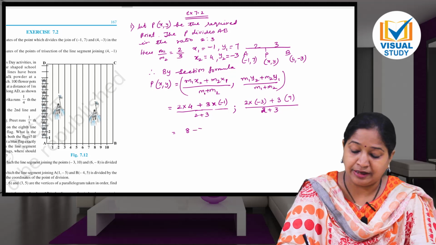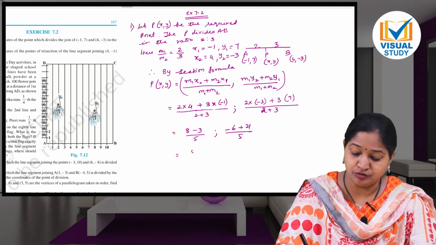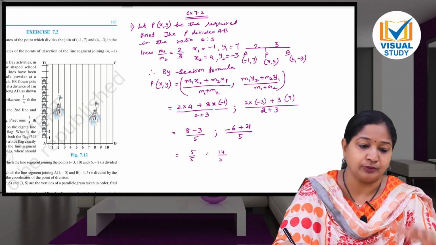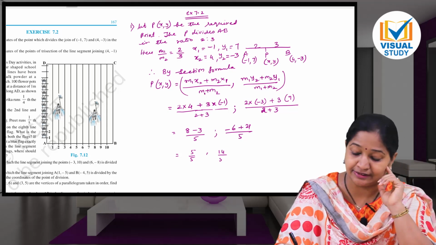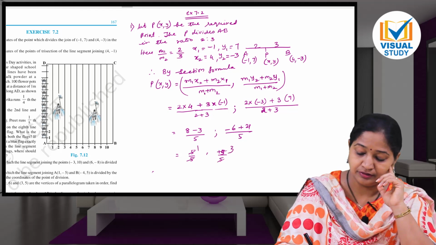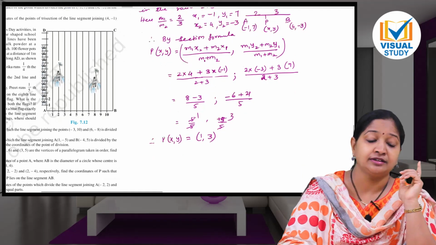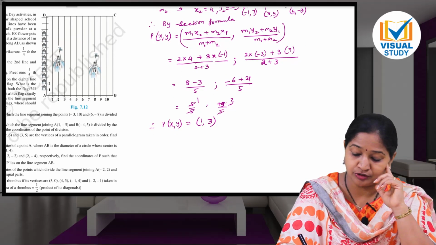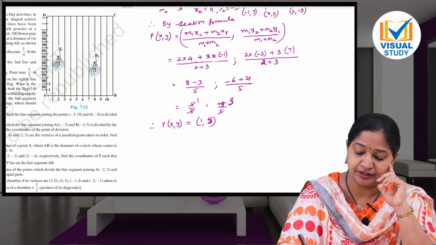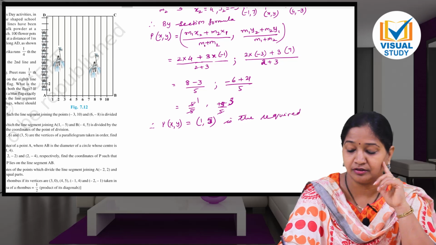Then 8 minus 3 upon 5 and minus 6 plus 21 upon 5. That is equal to 5 upon 5 and 21 minus 6 is 15, so 15 upon 5. That gives 1 and 3. Sorry, 1 and 3 is wrong, it is 1 and 5. So 1 and 5 is the required point.